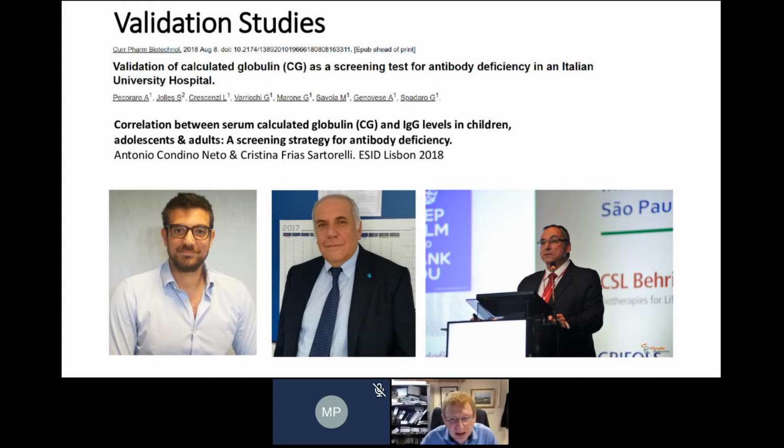In a further progression of this, Antonio Condino Neto and Cristina Sartorelli in Sao Paulo have been looking at extending the study of calculated globulin from adults to children, which is, of course, really challenging because the reference range is different with each age. So they've, in essence, done multiple studies to look at this, and again, that looks very, very promising data.